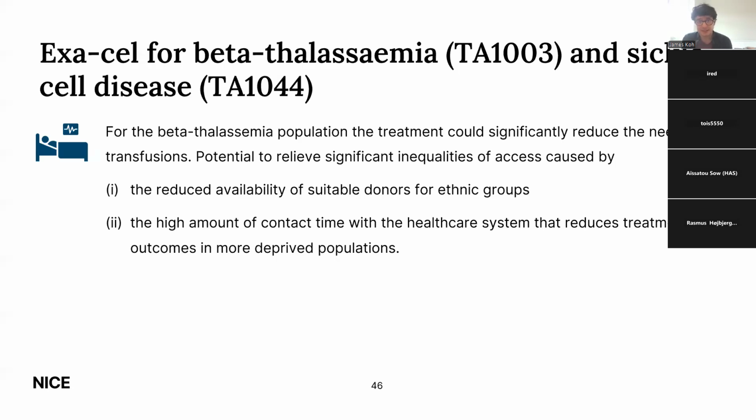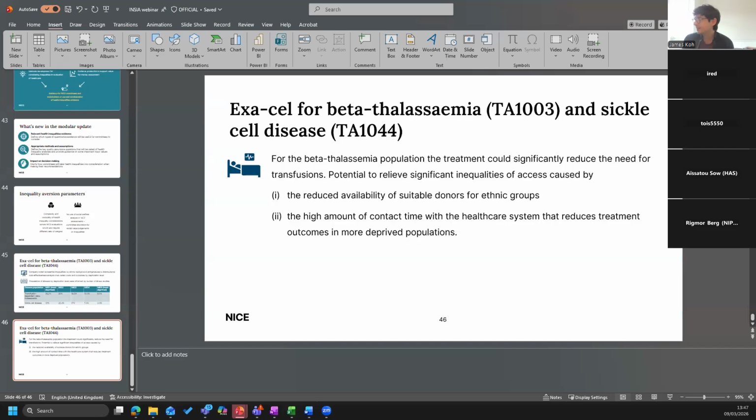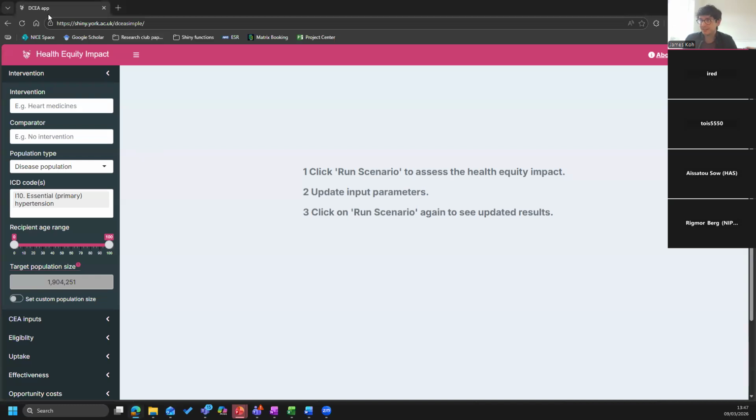So those are a couple of examples where health inequalities were considered relevant, and some of the quantitative analysis that supported it. I do have time, before we take any questions, if you have any, to go through this app. I can share this link.